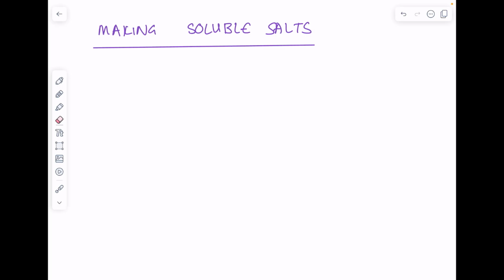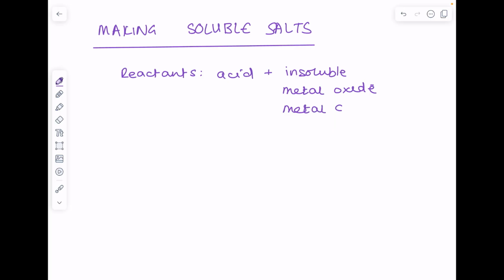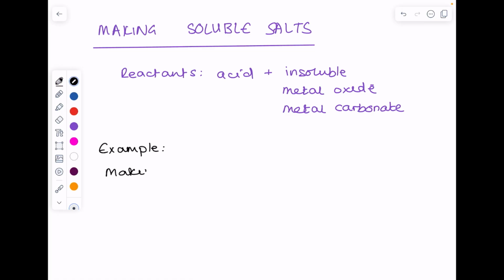In this required practical, we're being asked to make a soluble salt. So that's a salt which dissolves in water. And in terms of the reactants you'll need both an acid and an insoluble metal oxide or metal carbonate. In the example I'm going to show you, we're making soluble copper sulfate.